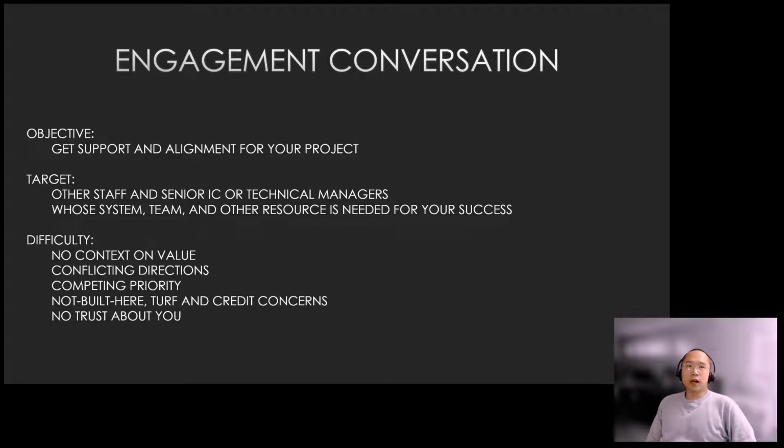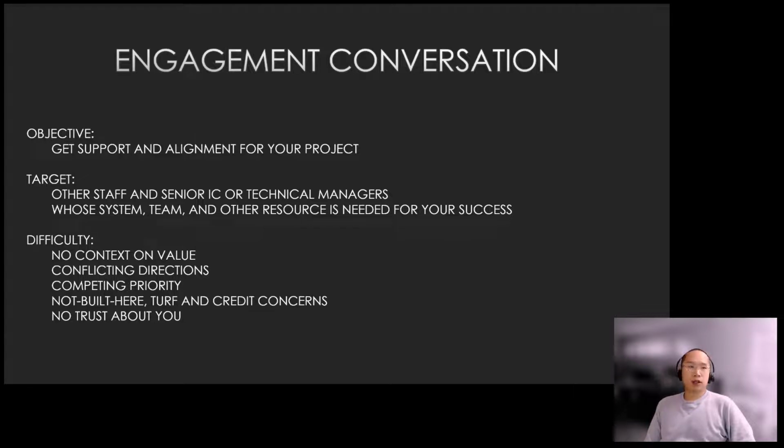So usually it is other staff or senior level IC or maybe technical managers that will be offering you resources or maybe needing to align with you in terms of interfaces and execution, or maybe resolve duplicate and redundancy in execution. So typically those are going to be other staff and senior level IC or SDMs who will know what they are doing and have a lot of experience.